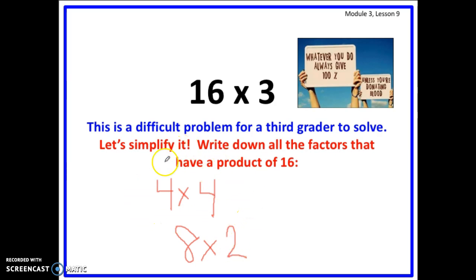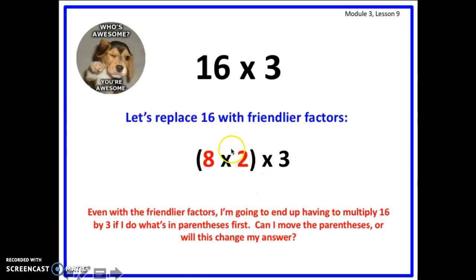You should have thought of 4 times 4 equals 16 and 8 times 2 equals 16. So now what we're going to do is break apart this 16 and make more friendlier numbers for us to multiply to get this answer of 16 times 3. The way to do that is to replace the 16 with the friendlier factors. 8 times 2 we said equals 16. So we're going to replace the 16 with 8 times 2 and then continue our problem with times 3.